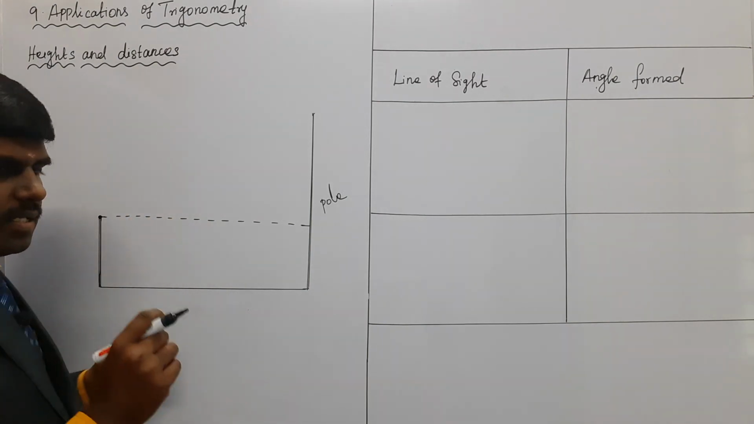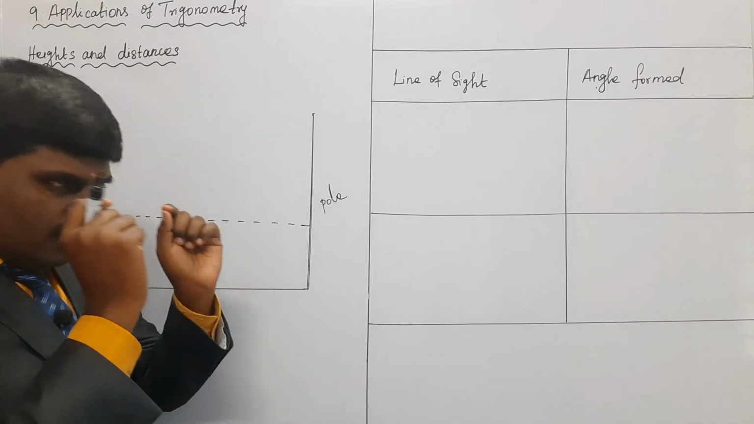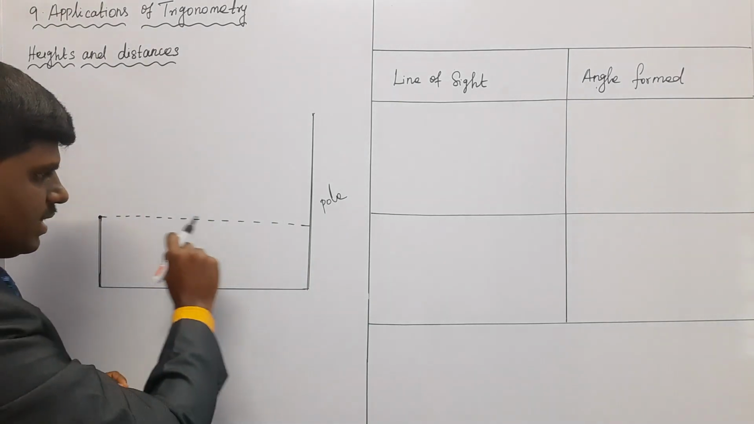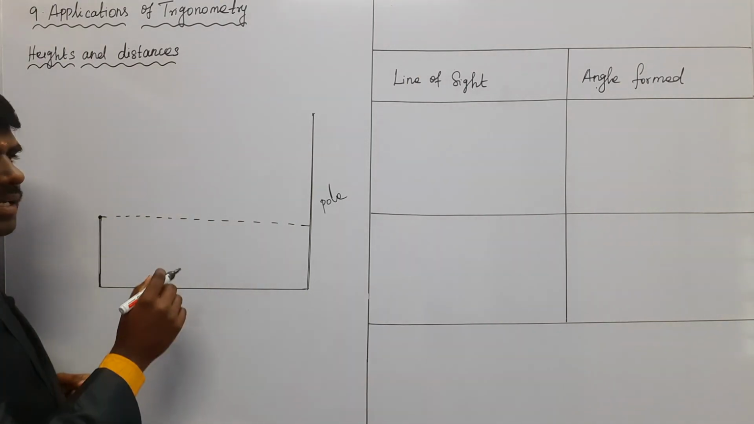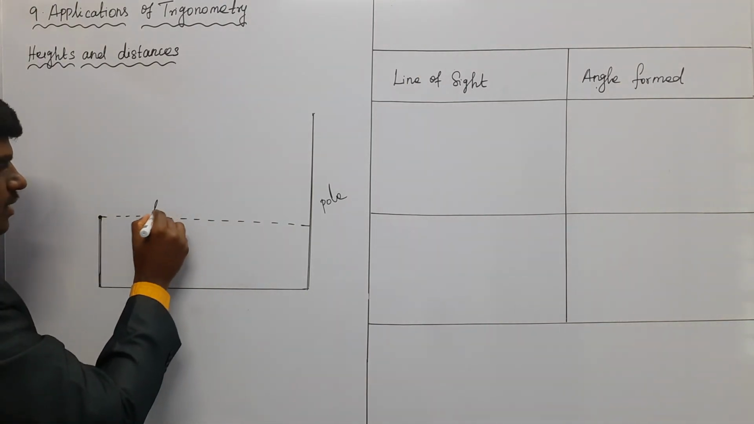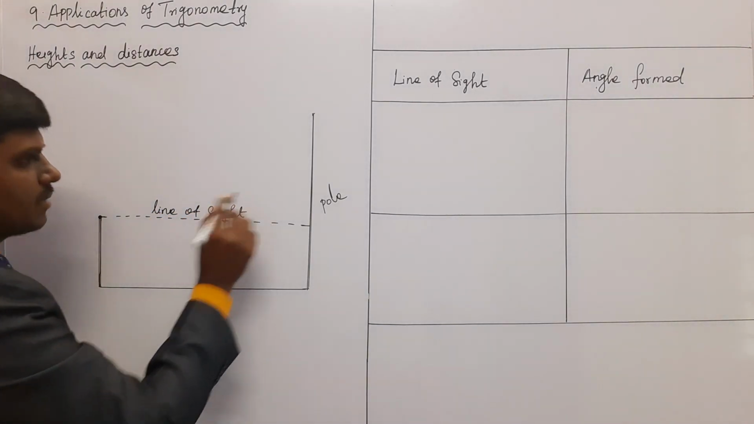So when a person watches any object, I draw one straight line to that object. That line is called the line of sight.